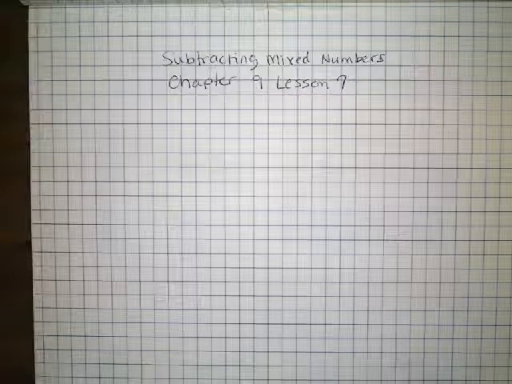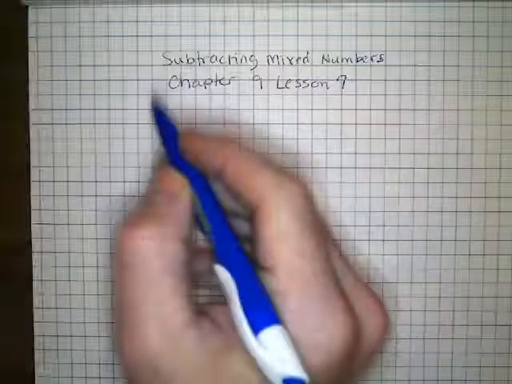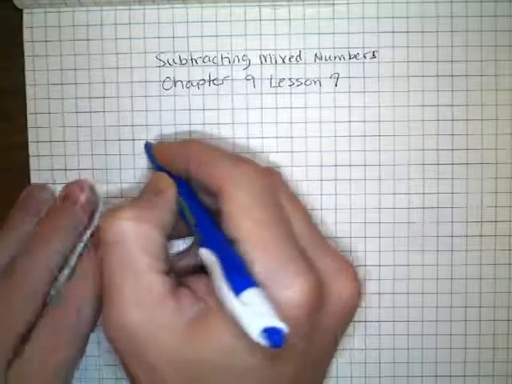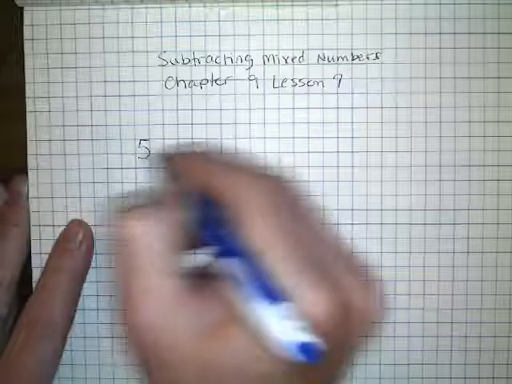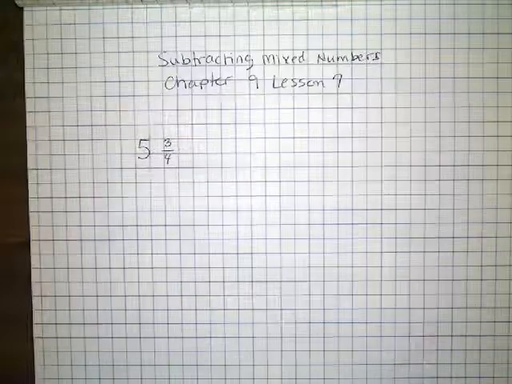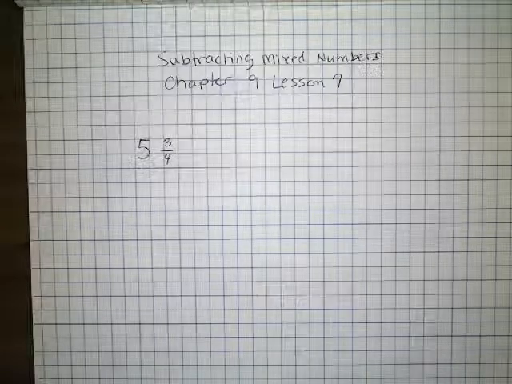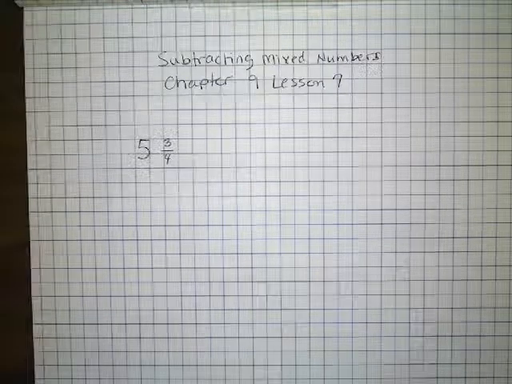mixed numbers. Before we subtract mixed numbers, we got to go back a little bit to last week and remember how to take a mixed number, like this one, 5 3/4, and change that into an improper fraction. All of our subtracting today will happen after our mixed numbers are improper fractions.